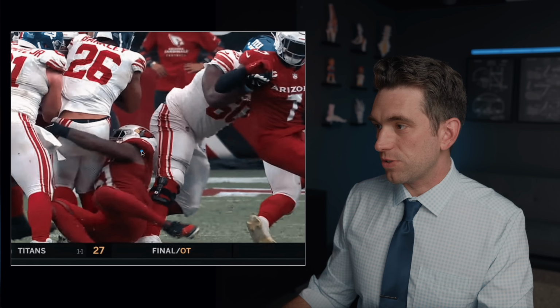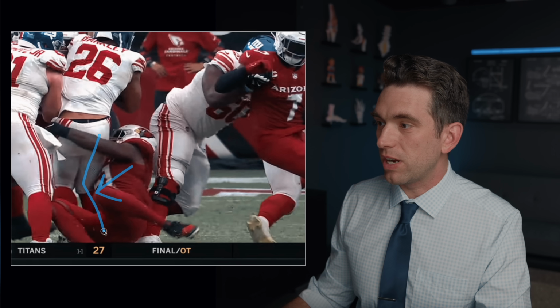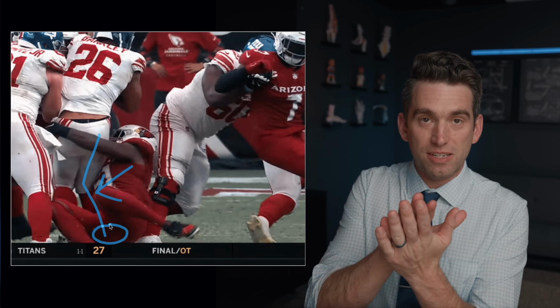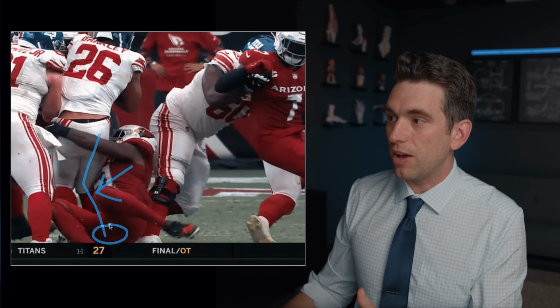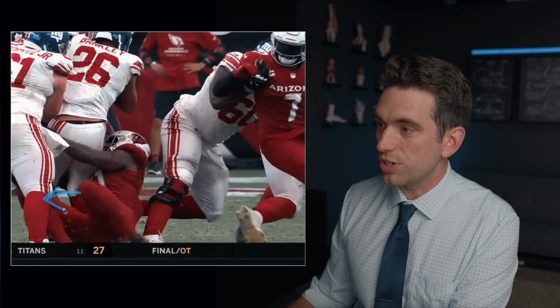What causes this whole injury is the Cardinals defender is basically falling onto Saquon's right leg. So his right leg is going to be here, and remember, underneath this area, his ankle is going to be fixed. His foot is going to be planted into the ground as this Cardinals player is falling in, and we see his knee getting pushed inward.